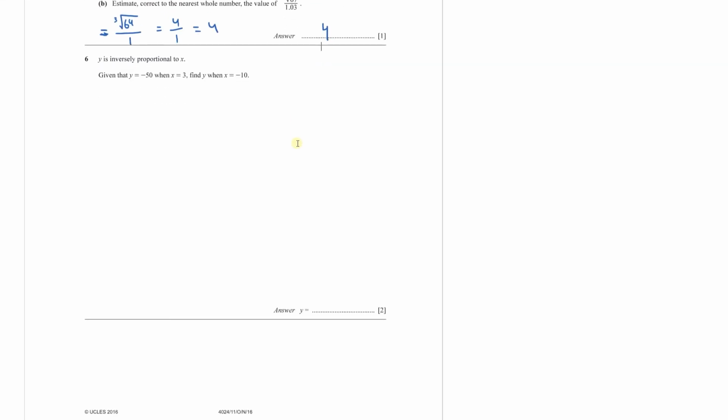Question 6 is y is inversely proportional to x. So y equals k over x. Given that y equals minus 50 when x equals 3. So k is negative 150. Find y when x equals minus 10. So y equals k over x, and then you have k as minus 150 here, and x is given as negative 10. So negative negative cancel out, zeros cancel out, and you get y equals 15.